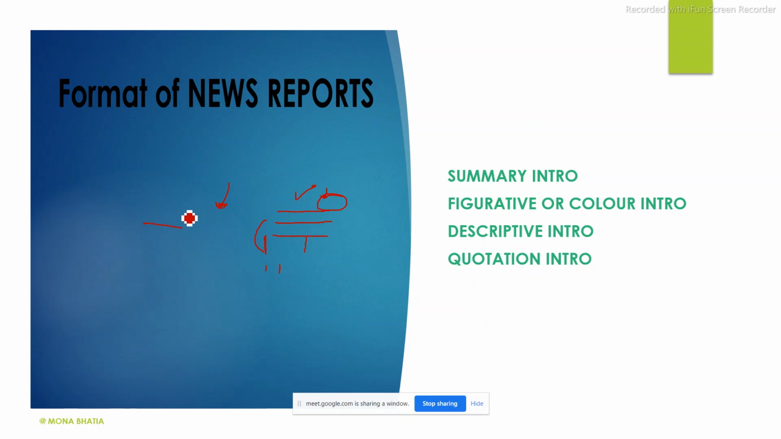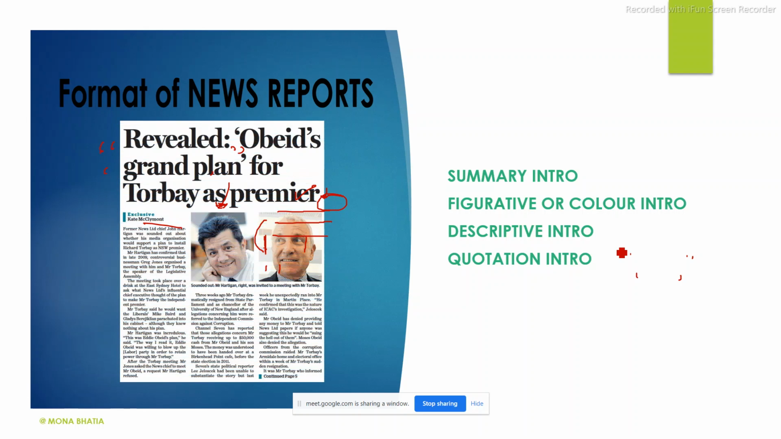Next is the quotation. Sometimes news is given in quotation marks, or sometimes single quotation marks. These quotations are given in the newspaper, in the news headline, either this or this. So it basically tells you what exactly is the direct speech, what has been exactly highlighted. So it begins with a quotation. I have taken up an example here. Yeah, you see, this is the quotation example.